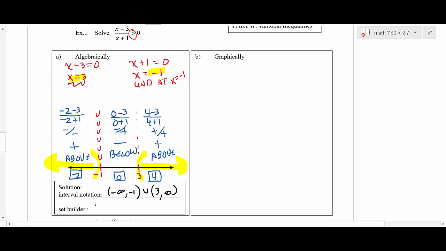I tell students to do that so it jumps out at you so you don't make that mistake. Okay, and then set builder notation will go like this. We say set of x, and we would say just x is less than -1 or x is greater than 3 like that. So that's how that goes. Okay, all right, and then graphically, we're really just doing what we learned how to do in the previous section tonight. So let's just go through and sketch a graph.